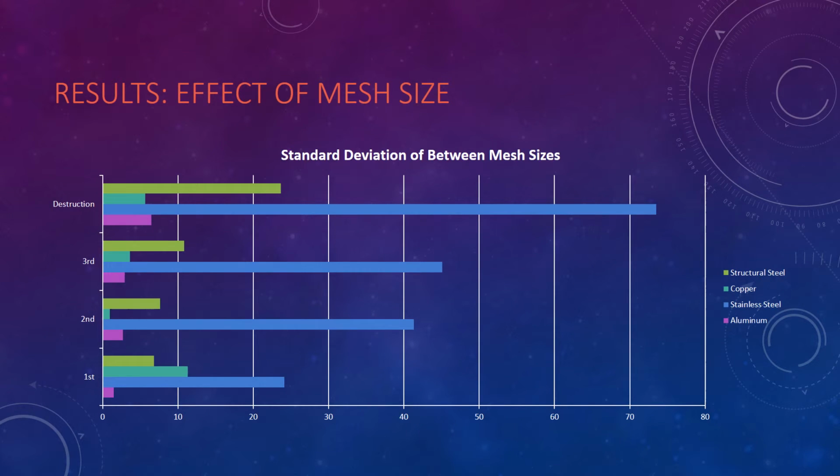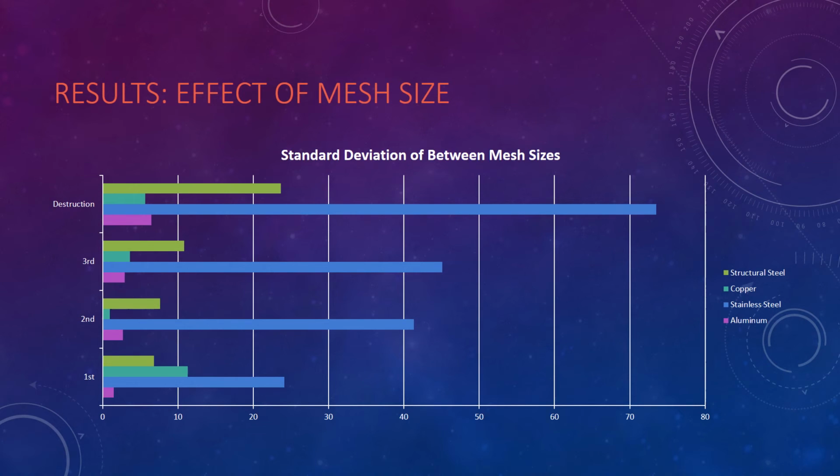Another effect we wanted to look at was the effect of mesh size on the temperature distribution. We couldn't find a definite relation between the mesh size and how long it took to reach a certain temperature. But what we did find is that depending on how long you took to record the time, there's a different standard deviation between the different mesh sizes. For the 1st degree burn, the soonest recording, there was a very small deviation between the different mesh size times.